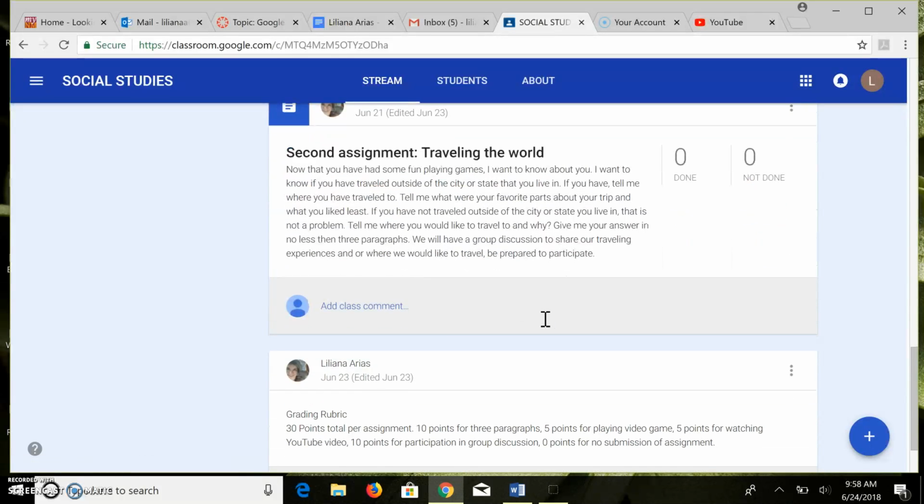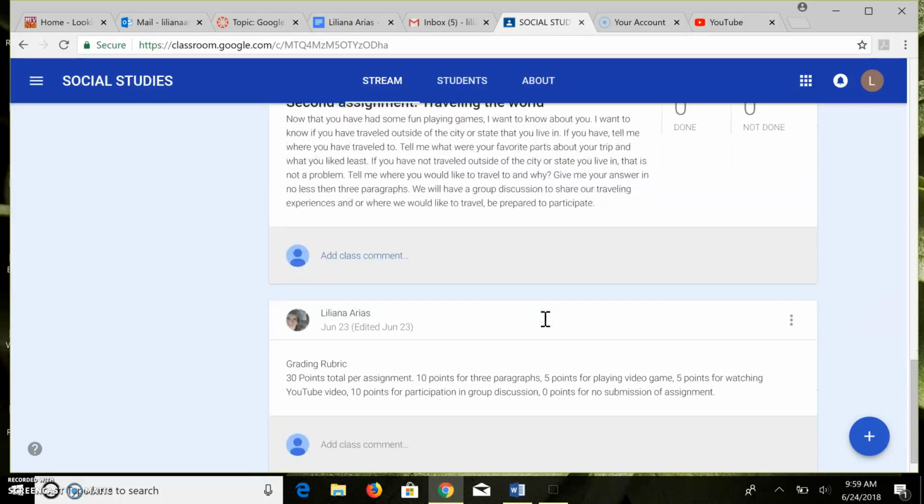And then the same, like on the second assignment, I didn't add any links, but I give an assignment that's different, to where I get to have a little bit more interaction with them, and I get to know about them. I get to know about where they've traveled, how they feel about traveling, or even maybe where they would like to travel if they haven't traveled yet.